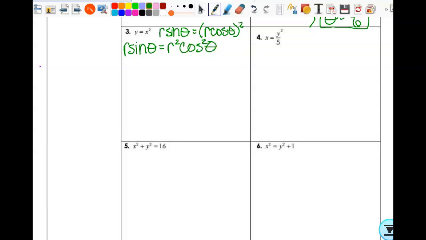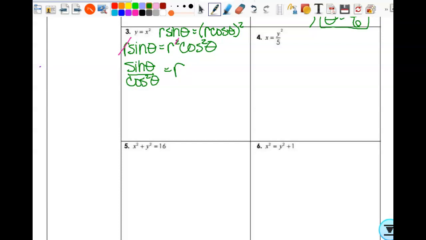You understand how we write it like that? Okay. So again, I can divide both sides by r. I divide this, and it'll cancel out with one of those, right? So now that leaves me with sine theta equals r cosine squared theta. To get that r by itself, I'm going to divide both sides by cosine squared. So this will give me sine theta divided by cosine squared theta equals r.